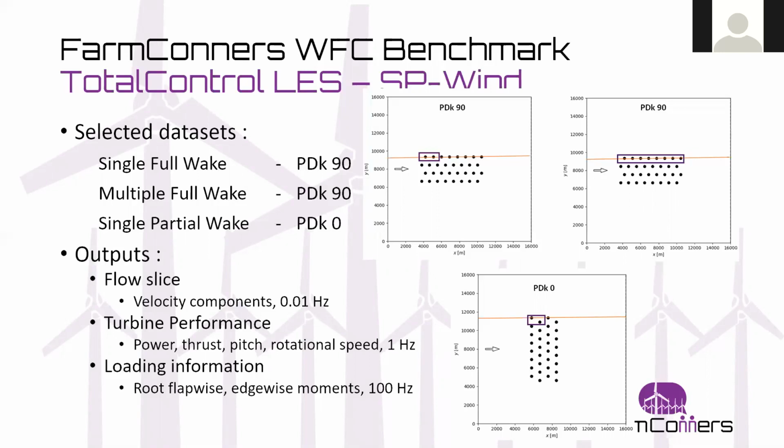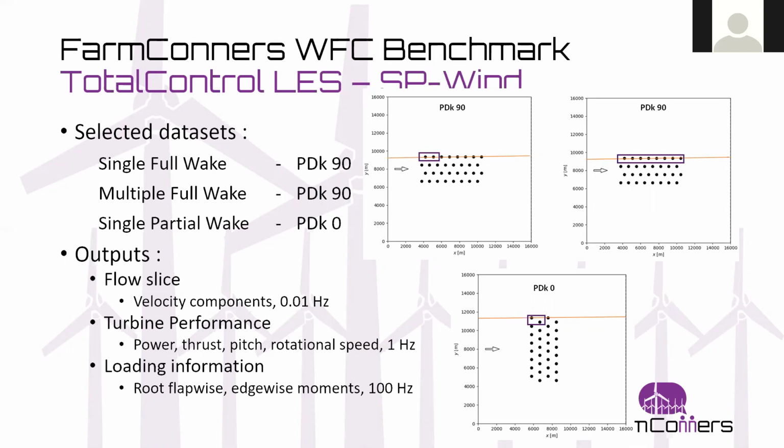For example, in the PDK 90 case, the wind farm has been rotated by 90 degrees to have an aligned arrangement of all our turbines. In the single full wake data set, we have the first two turbines, in which the first turbine has a free flow coming in and the second turbine is fully waked. Similarly, in the multiple full wake case, we have information about 8 turbines, which have been represented by the box in the PDK 90 case. In the single partial wake case, we have the 2 turbines shown in the box in the PDK 0 case, where the second turbine is partially waked by the upstream turbine.